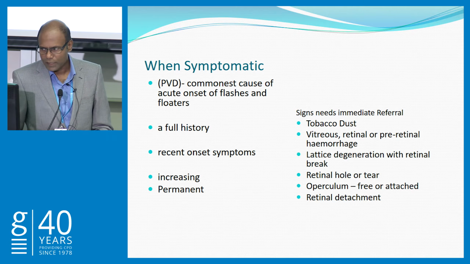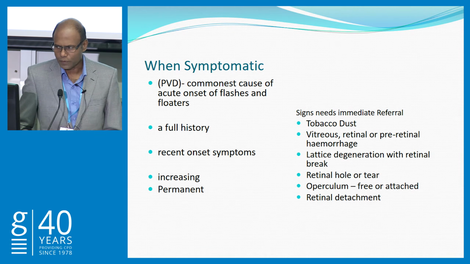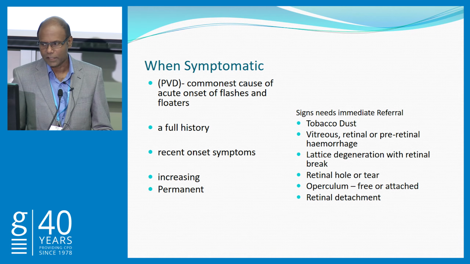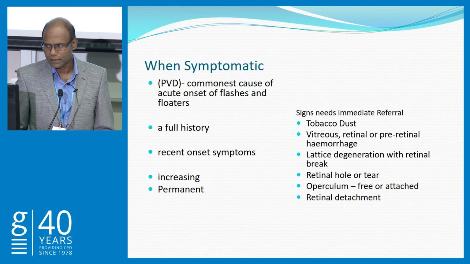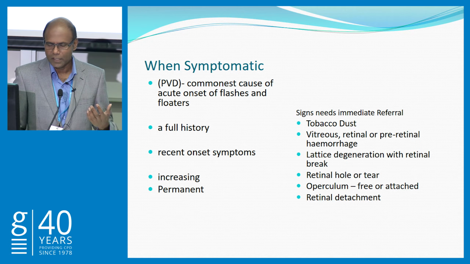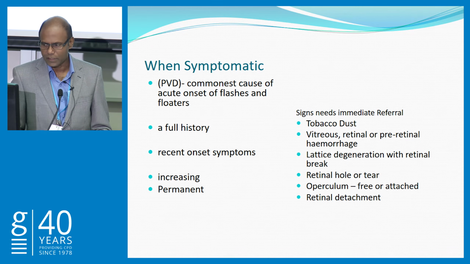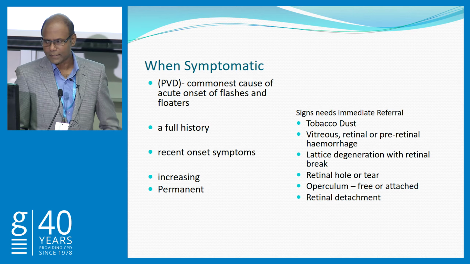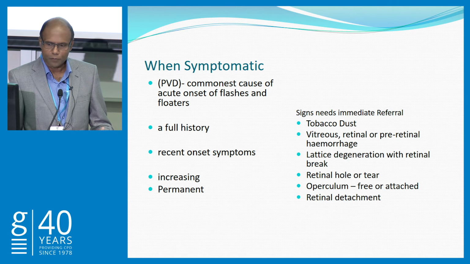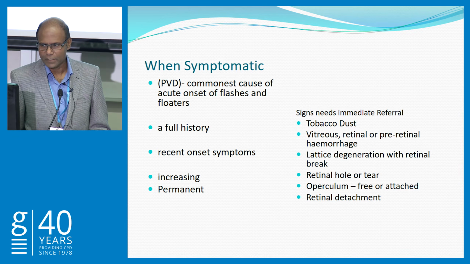So when you send them to an optometrist or ophthalmologist, they can examine and they can see tobacco dust, hemorrhages. The peripheral retina may have retinal degenerations, holes or tears, and of course, retinal detachment may also be there. That's the main reason we worry about posterior vitreous detachment, because it's the commonest cause of flashes and floaters together.